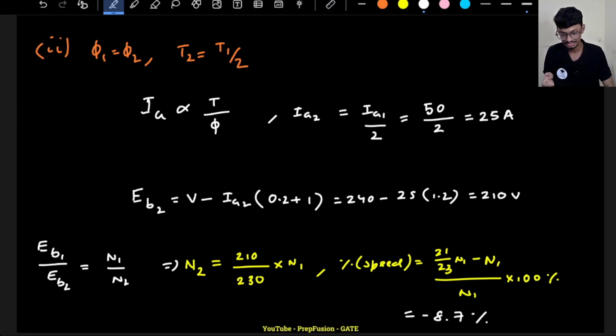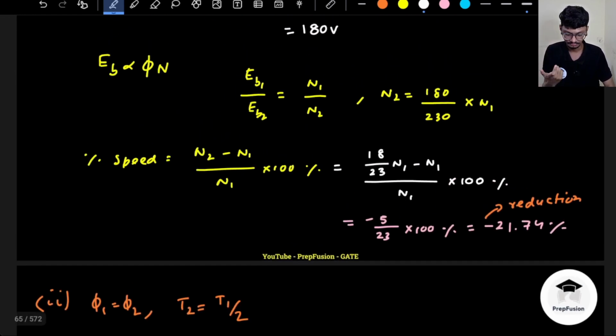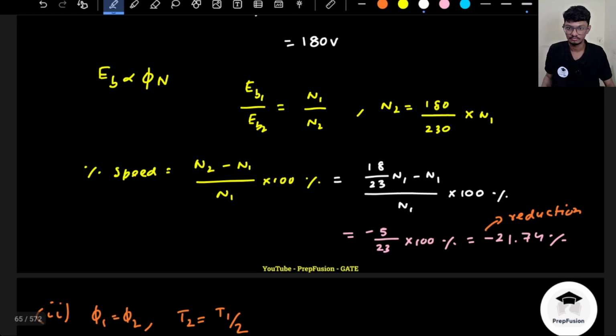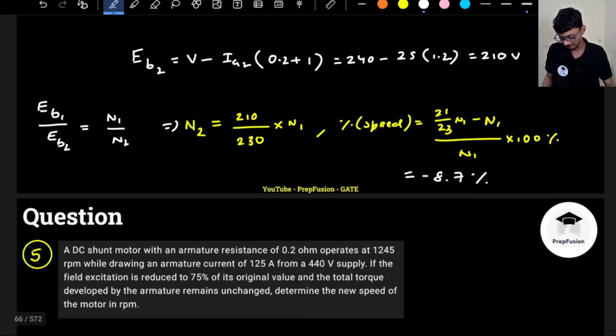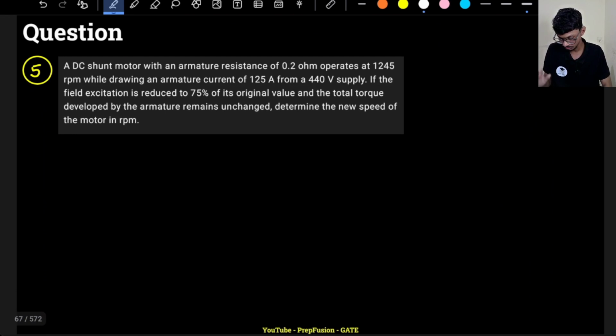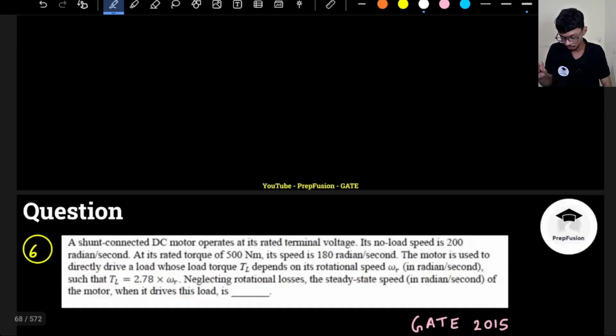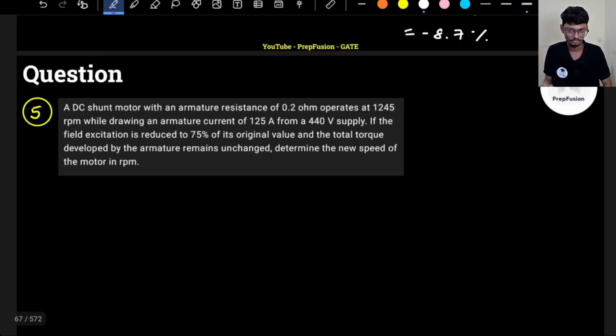So in the second case, if the load torque is also halved, it will be minus 8.7%, and in the first case, it will be minus 21.74 percentage. Okay, so I hope you have understood. I want you guys to try out these two questions, this question and this question, by yourself, and I will come back with the solutions.